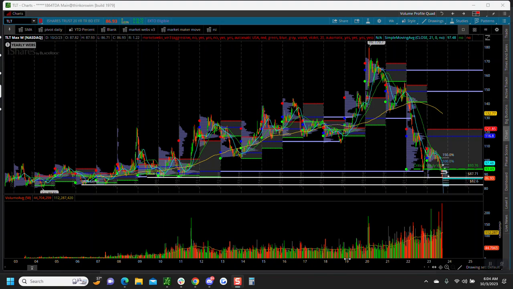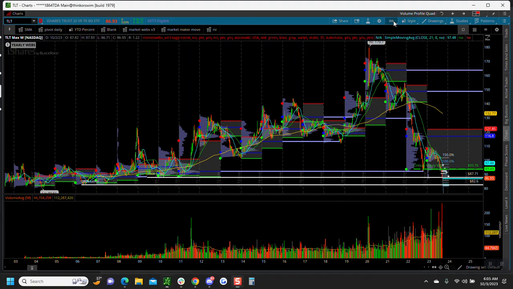So basically, I've got the max time frame here, and what I want to talk about is the TLT. We're currently below the 2008 lows on TLT, and we're trading between the 2008 and the 2006 lows, on very high volume on the weekly time frame.